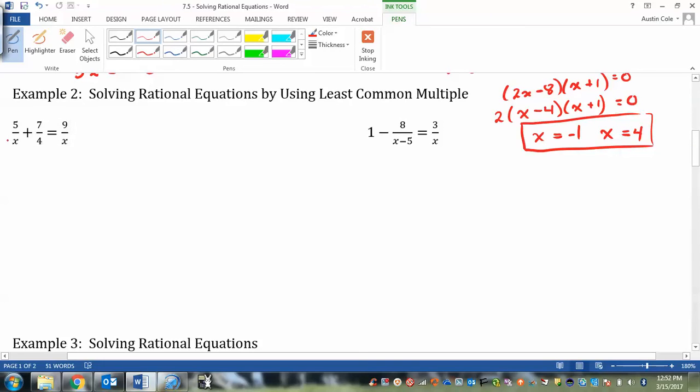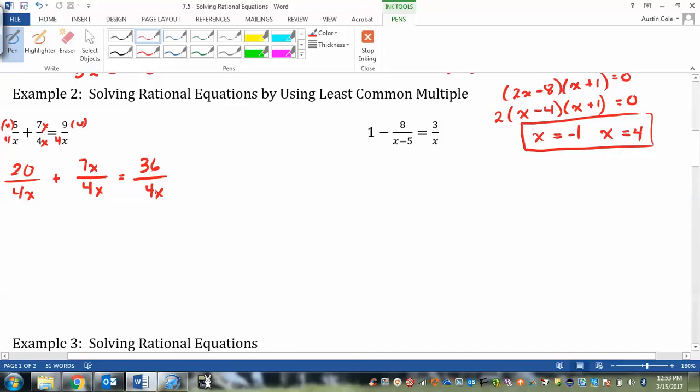So I need to multiply this by 4. So I better multiply that by 4. I need to multiply this by x. So I need to multiply the numerator by x. And if I do that by 4, then I need to multiply that by 4. So that's a 4. So I think I'm going to have 20 over 4x plus 7x over 4x equals 36 over 4x.